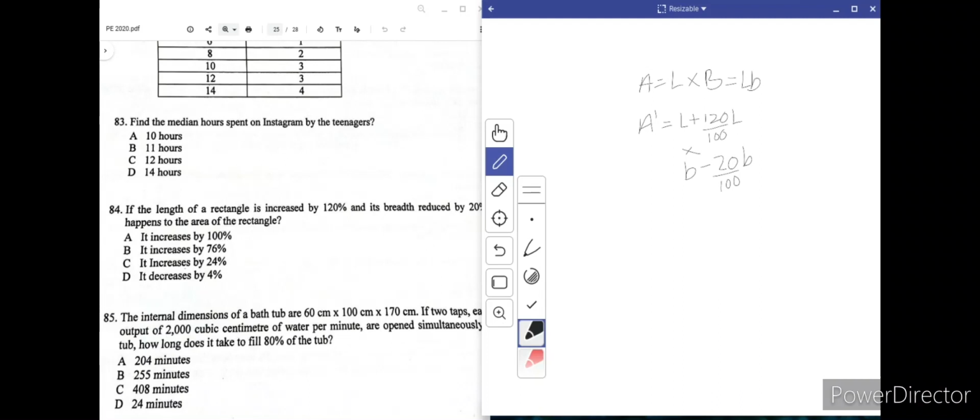new area. Now if we calculate, the denominator we have is 100. Now L plus, since L does not have 1, we have 100L plus 120L divided by 100. So this will be equal to 100 and 120 is 220.